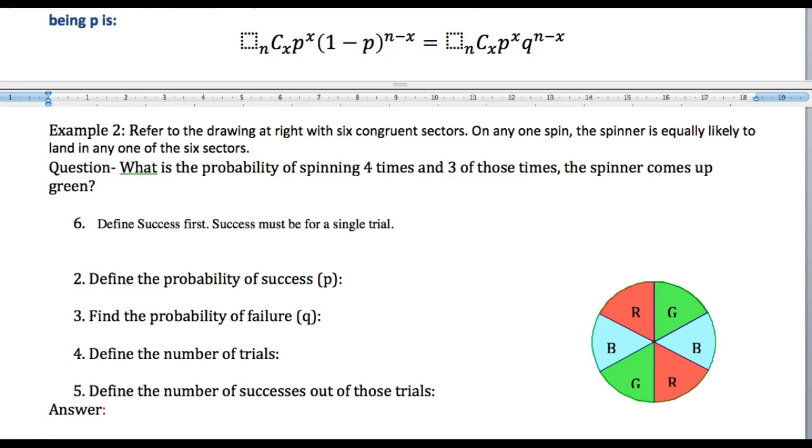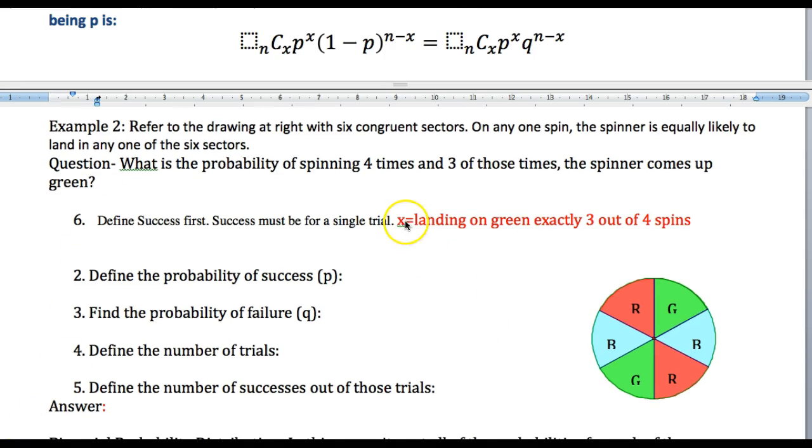So we've got to go through this and define our steps. The success is landing on green exactly 3 out of 4 spins. Then the probability of success would be 1 out of 3. And then the probability of failure would be 2 out of 3. And then the number of trials. How many times are we doing this? That would be 4 times. And then the number of successes that we're looking for, that would be the 3 times.